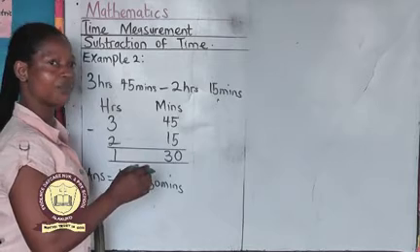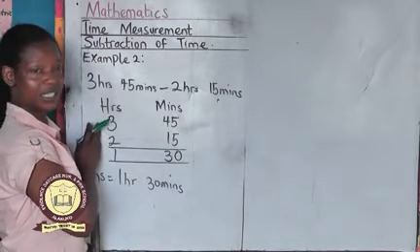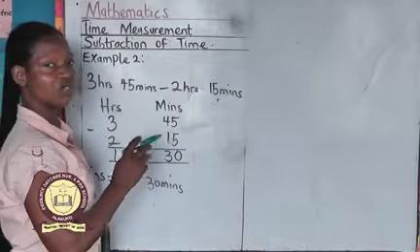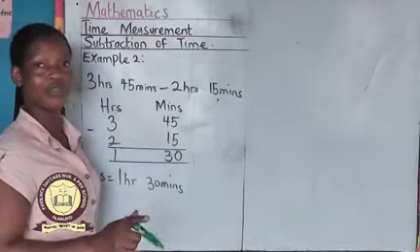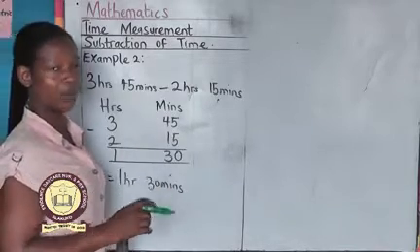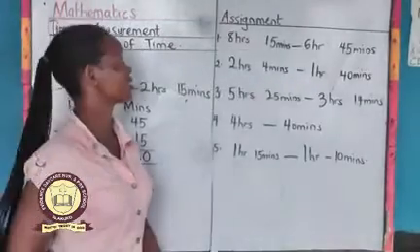But if the number is impossible and you want to borrow, when you borrow from the hour side, don't forget to always change it to 60 and put it here, because 60 minutes will give you 1 hour. I believe you understood. Now, here are your assignments.